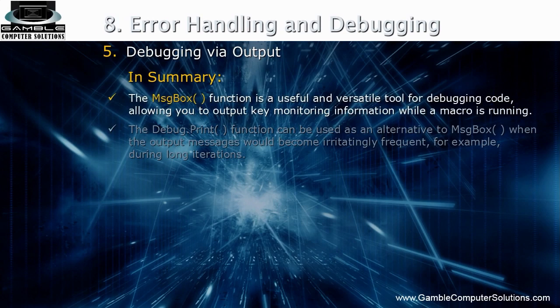The MsgBox function is a useful and versatile tool for debugging code, allowing you to output key monitoring information while a macro is running. The Debug.Print function can be used as an alternative to MsgBox when the output messages would become irritatingly frequent, for example during long iterations.